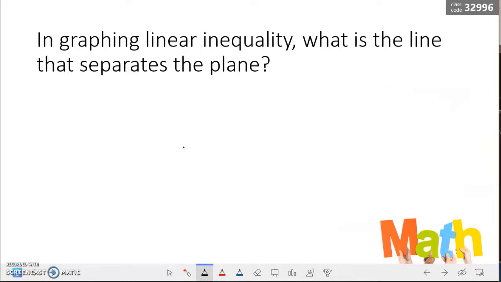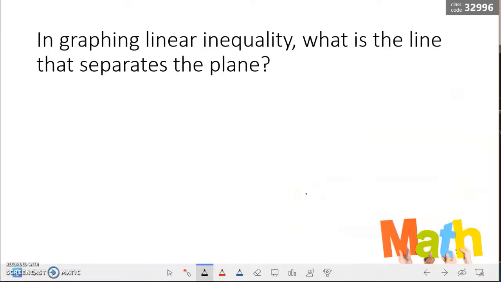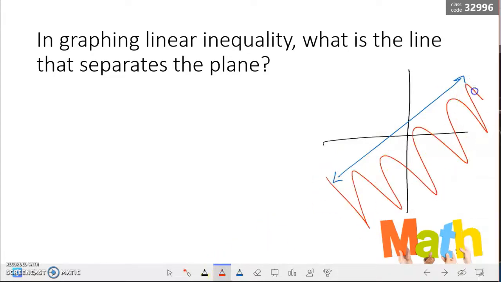In graphing a linear inequality, what is the line that separates the plane? What is the name of this line? Let me draw it again here. This is the line. What do we call this line?